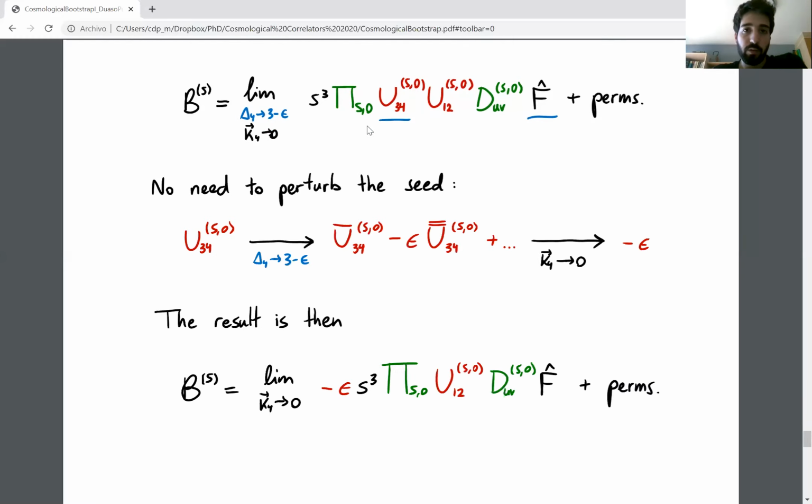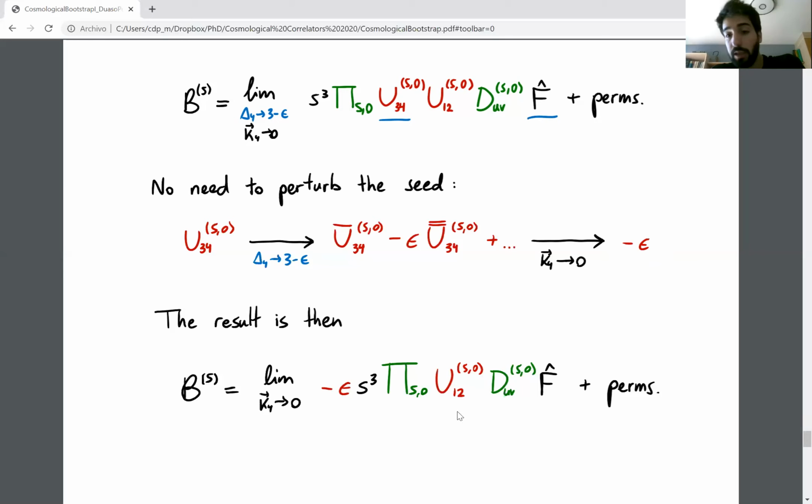But actually, if we look at the limit of this operator, we see that there is no need to perturb the seed if we are staying at linear order in epsilon. The reason is that when you take this limit on this weight shifting operator, the 0 order part of this expansion goes to 0 when one takes the soft limit. So this implies that this operator, when taking the two limits, just becomes minus epsilon. And so at linear order in epsilon, we can forget about perturbing the weight of the seed.